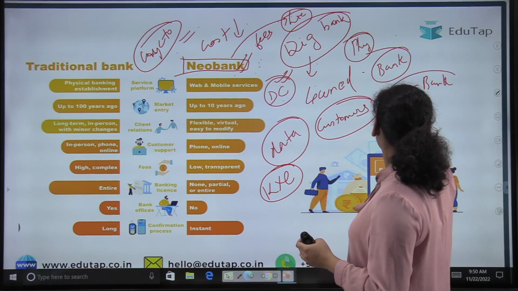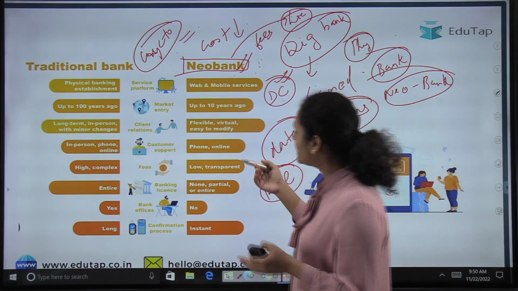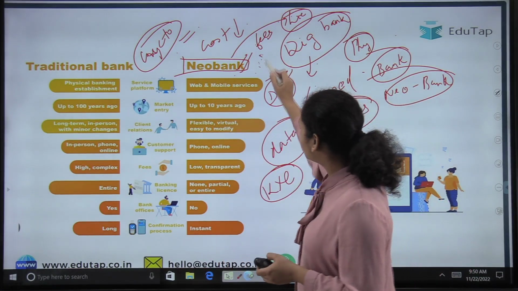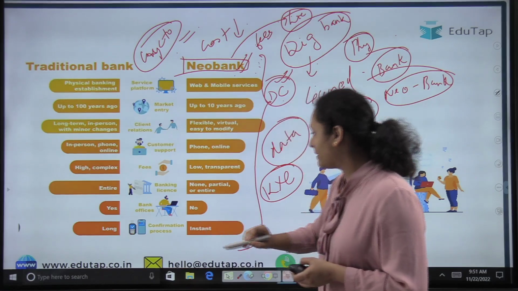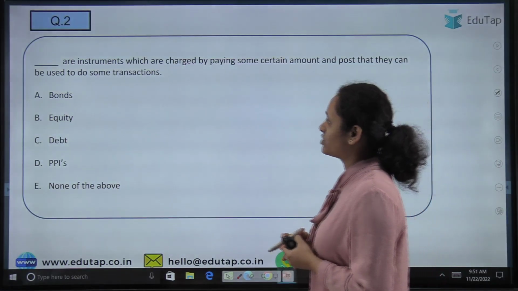Okay, this is what neobanking is all about. So how does it differ? This is the differentiation which you should wholly remember. Okay, now let's move to the second question.